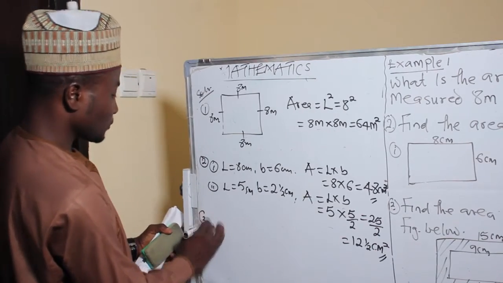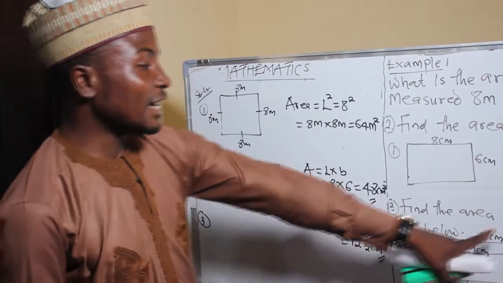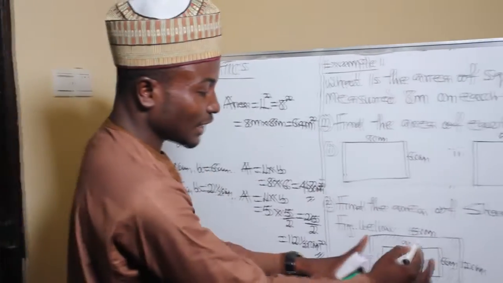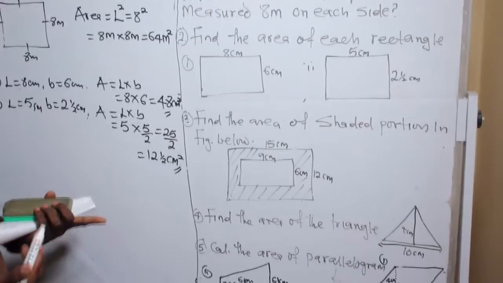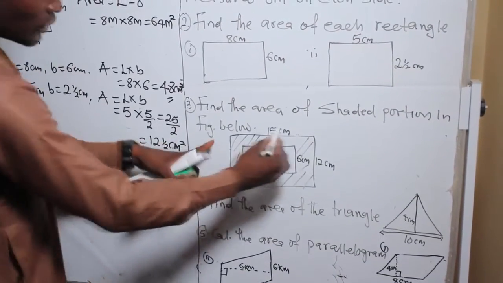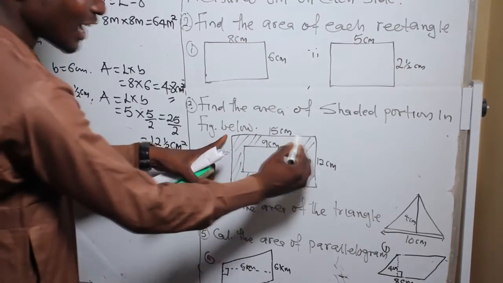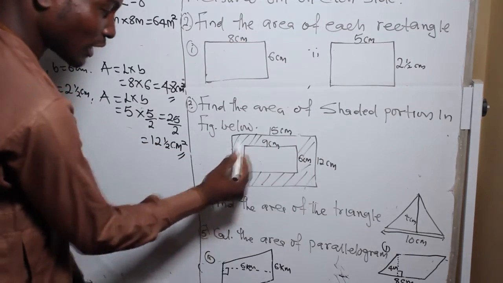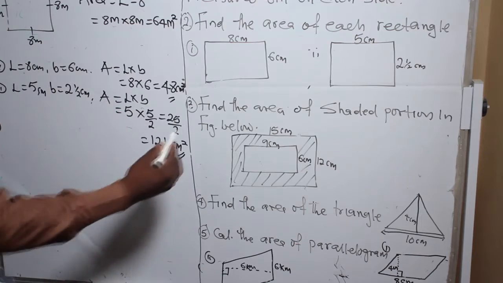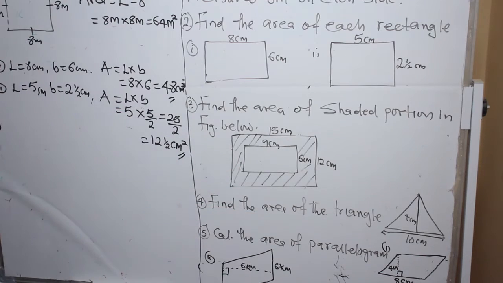Number 3, the question asks us to find the area of the shaded portion. If you look at the example here, we are having 2 rectangles there, right? We have a big rectangle and we have a small rectangle, right? So now if you are asked to find the area of the shaded portion, look at the shaded portion here. So the first thing we are going to do is we find the area of the big rectangle.